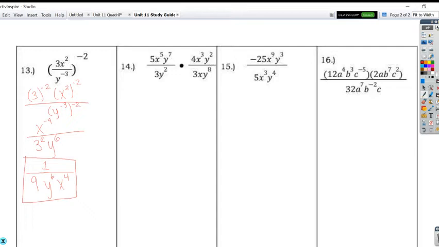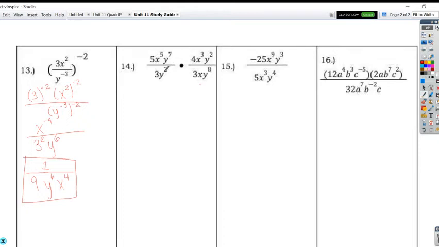So, as we look at number 14, there's a couple ways that you might think about that. Some people might choose to multiply across the numerator and multiply across the denominator first. Some people may choose to start with some division. Either method is going to be okay and will get you to the right answer. It all depends on what you're comfortable with. I'll perhaps do this one both ways for us.